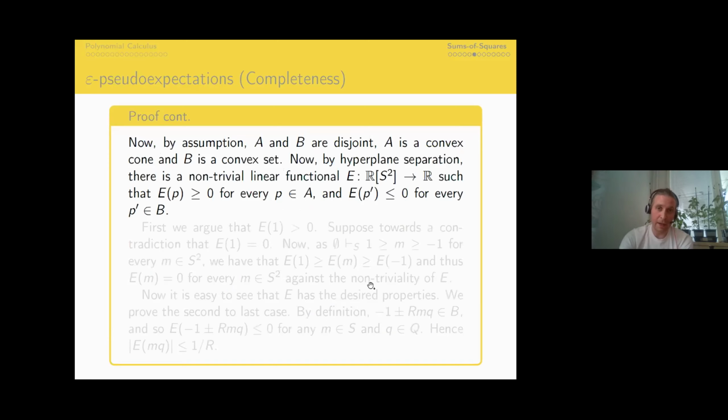Moreover, A is a convex cone in the space R S squared, and B is a convex set there. So by a hyperplane separation theorem, a variety for convex cones versus convex sets, you get a non-trivial linear functional, basically a hyperplane going through the origin. So you get a linear functional that maps anything in A to a non-negative value and anything in B to a non-positive value. Okay.